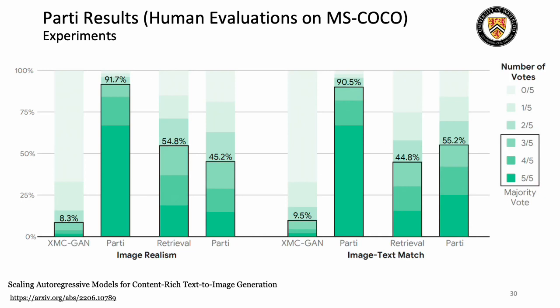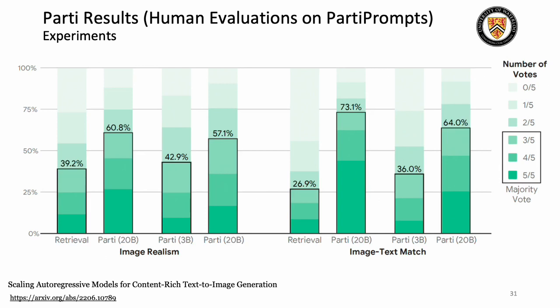Here are some results based on human evaluations on the MS COCO dataset when compared with the XMC GAN model and the retrieval baseline, showing that Party outperforms XMC GAN in terms of image realism and image text match, and outperforming the retrieval baseline based on image text match. On the new Party prompts, results show that the larger 20 billion Party model outperforms the 3 billion model as well as the retrieval baseline.